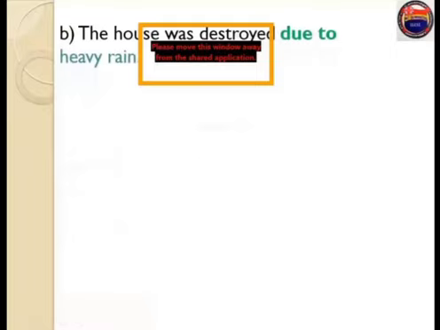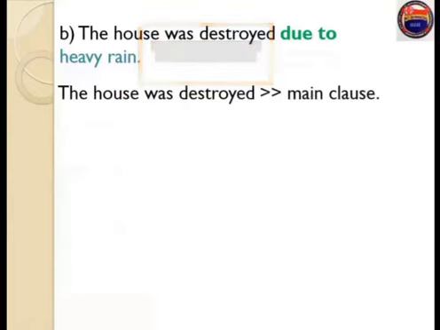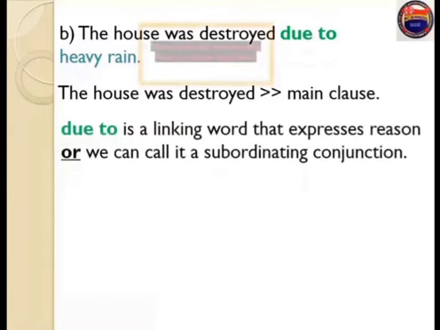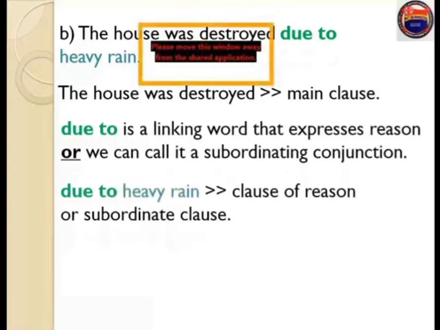Now let's go to the other group, the green group, and see some examples. The house was destroyed due to heavy rain. The house was destroyed, this is your main clause. Due to, this is a linking word that expresses reason, or we can call it a subordinating conjunction. Due to heavy rain, this is the clause of reason or subordinate clause.